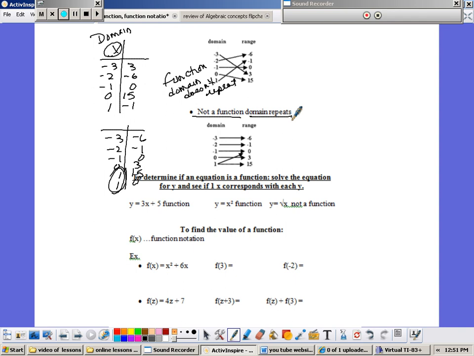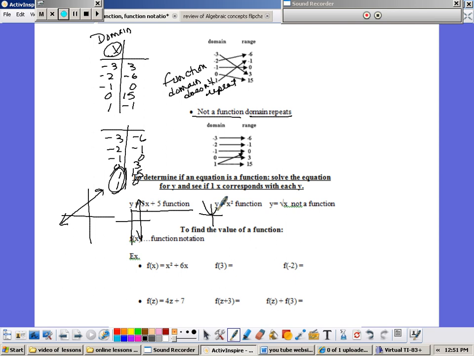Okay, to determine if an equation is a function, solve the equation for y and see if one x corresponds with one y. So this is a function. This one is graphed as a line. Anything linear is going to be a function except for a vertical line. The reason for it is a vertical line will always touch. So a vertical line is not a function, but this is a function because one x goes with one y.